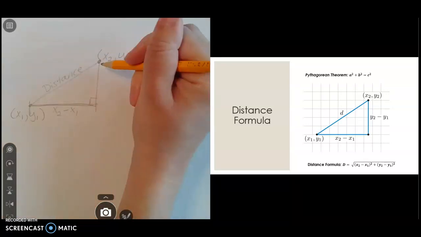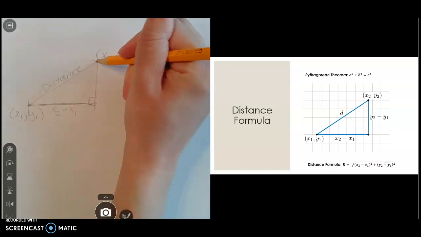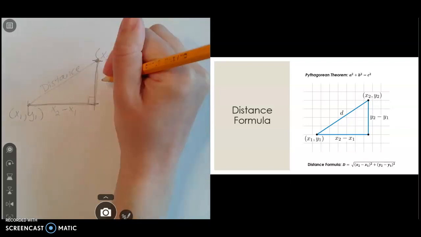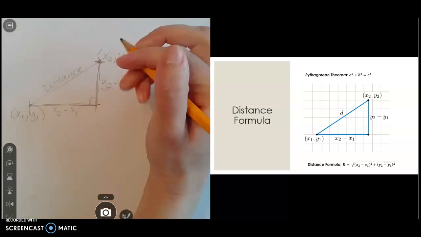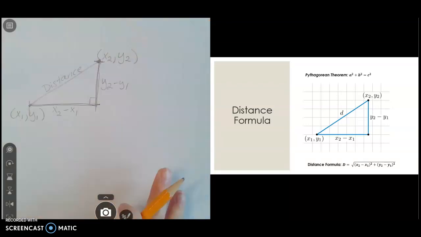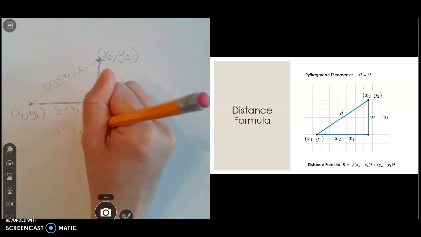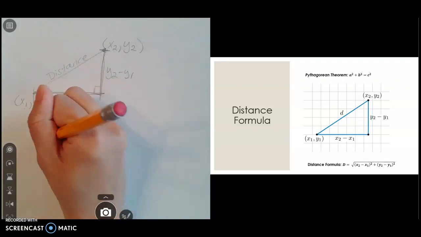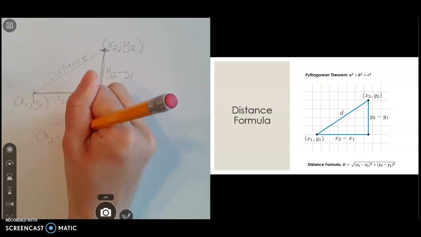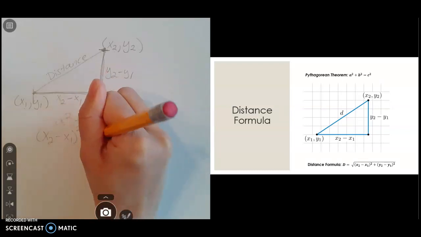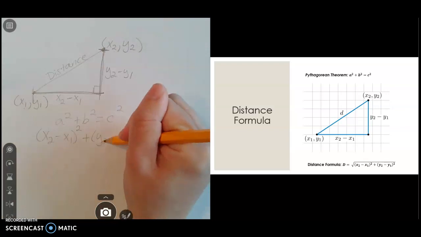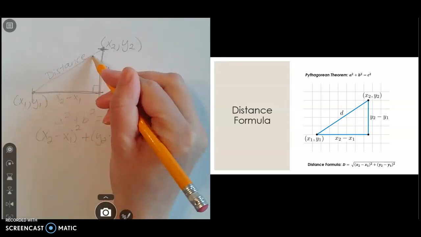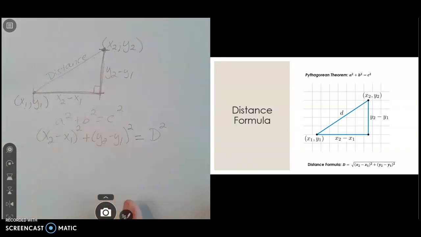For this vertical one, up here is y2 and down here is y1. If you want to find this length, we just subtract: y2 minus y1, and that gives us the length of that side. Applying that to the Pythagorean Theorem, for a squared we'd have x2 minus x1, subtracting our x-coordinates, squared, plus b squared, which is y2 minus y1 squared, equals c squared. c is our hypotenuse, the distance, so I'm going to call that d for distance squared.